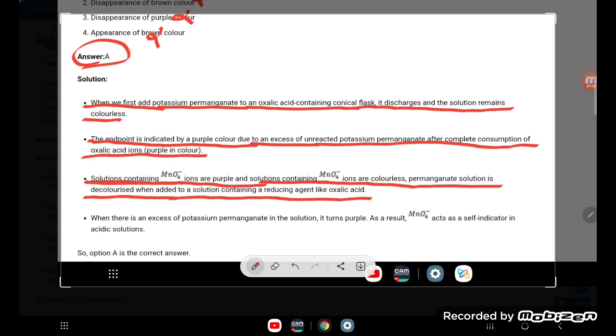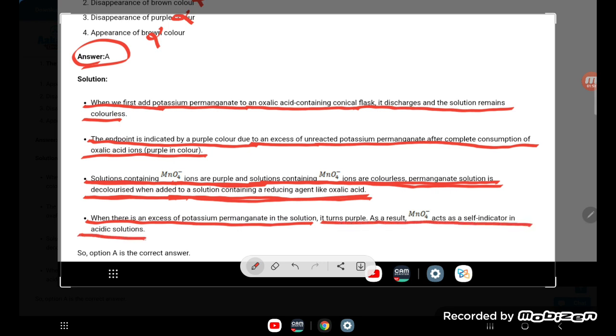Solution containing MnO4 minus ions is purple, and the reduced ions are colorless. Permanganate ion is decolorized when added to a solution containing a reducing agent like oxalic acid. When there is an excess of potassium permanganate in solution, it turns purple. As a result, MnO4 minus acts as a self-indicator in the solution.